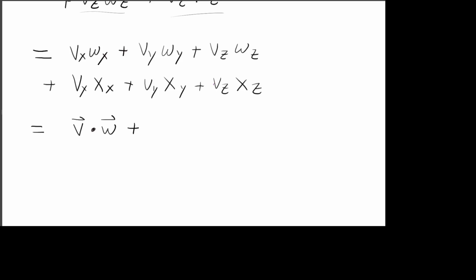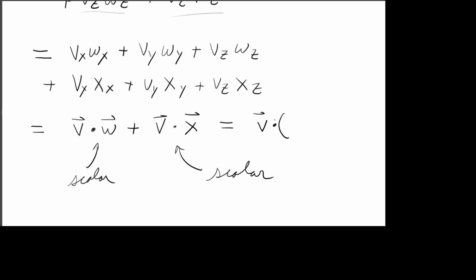But the dot product is also a scalar. It looks like a vector because it contains vectors, but anytime you dot a vector with another vector, that's a scalar. And so we have v dot x is our second term, so this is a scalar and another scalar. And so we've proved that vector multiplication in the form of the dot product distributes over vector addition.